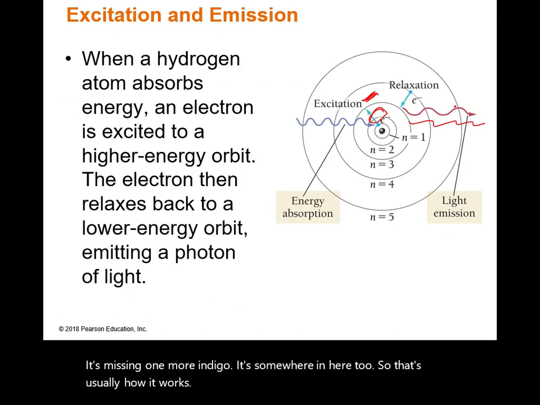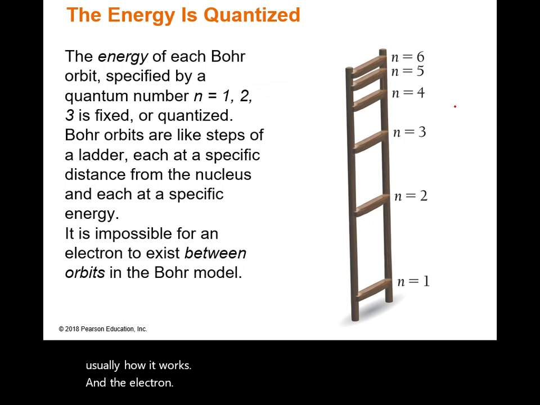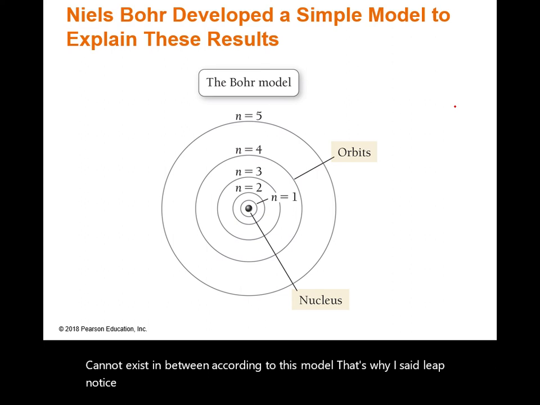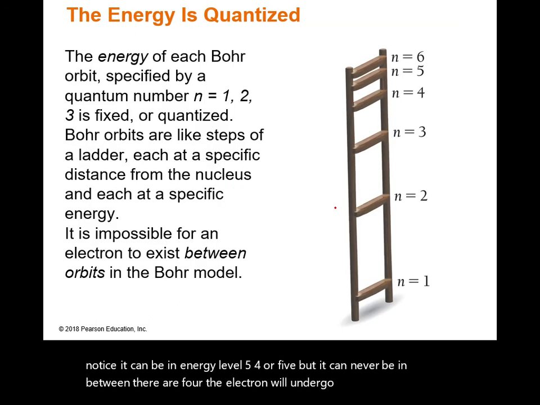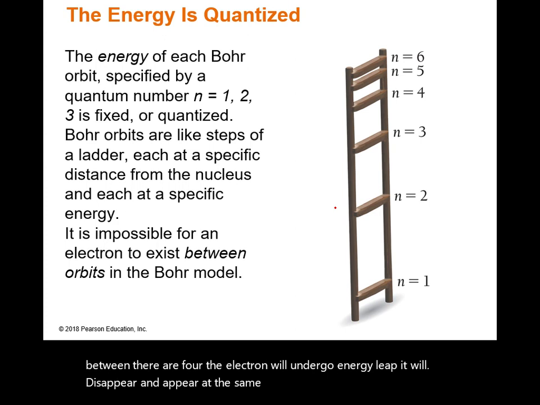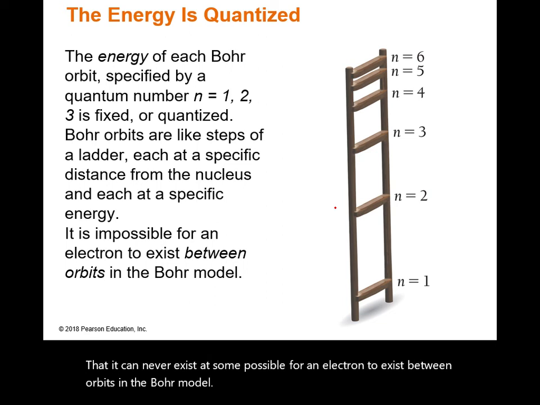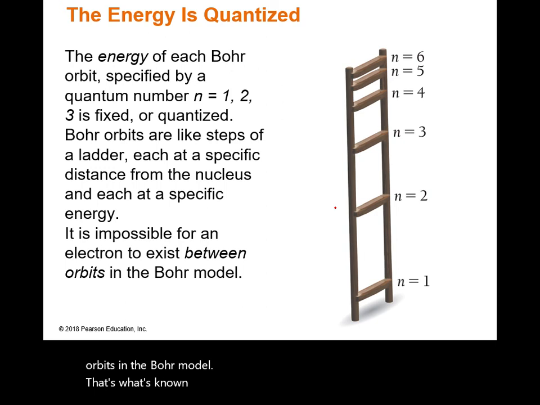And the electron cannot exist in between according to this model. That's why I said leap. Notice it can be in energy level 2, 3, 4, or 5, but it can never be in between. Therefore, the electron will undergo an energy leap. It will disappear and appear at the same time between these different orbits. Okay, it can never exist. It's impossible for an electron to exist between orbits in the Bohr model. That's what's known as a quantum leap.